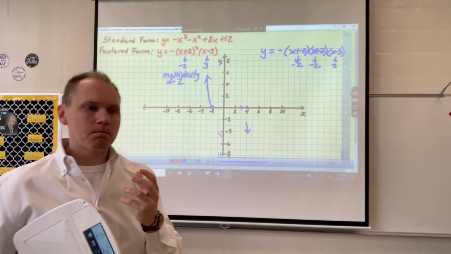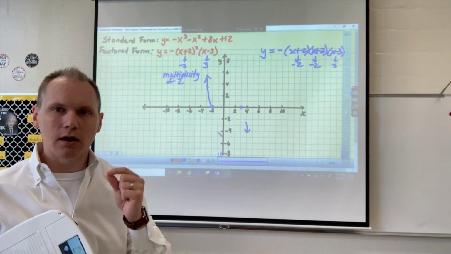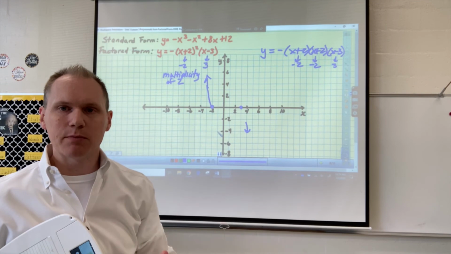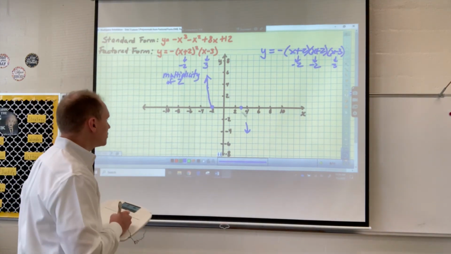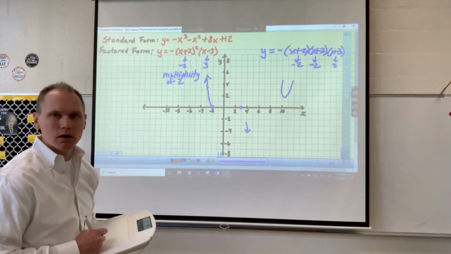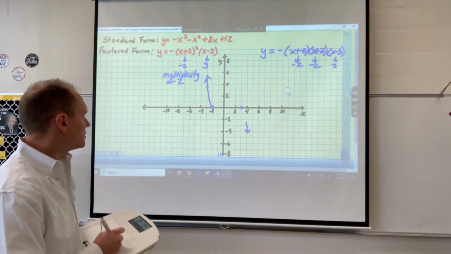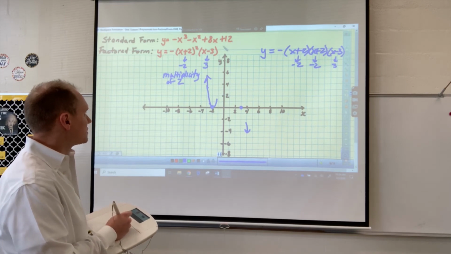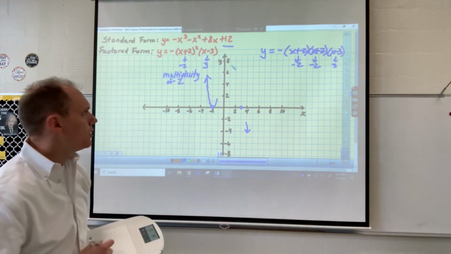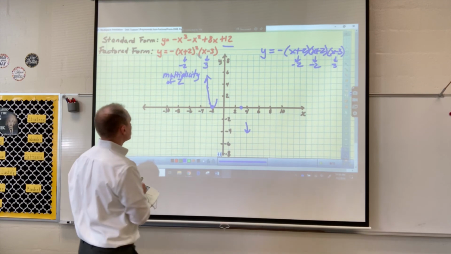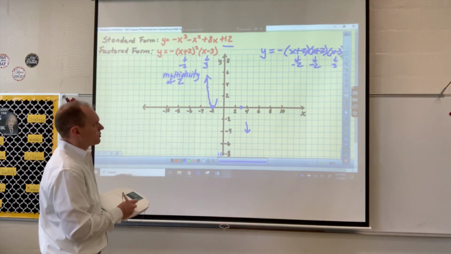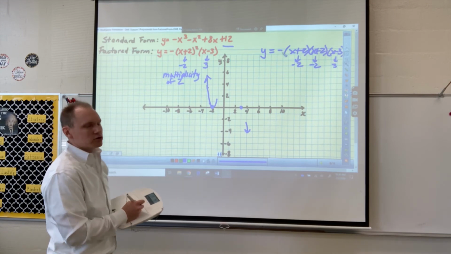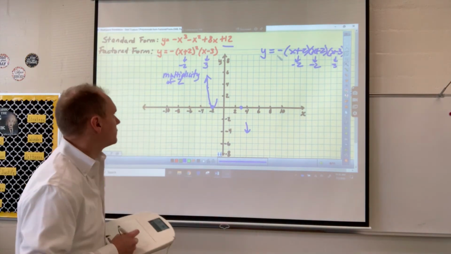So whatever the degree of that factor, whatever the exponent of that factor, it's going to act like that type of function at that point. So a quadratic looks like this, right? It looks like a U. So at that point, it's going to bounce off the x-axis and go back up, which makes sense because our y-intercept is a positive 12, which you can see in standard form there, or you can multiply negative 3 times 2 times 2 times negative 1 to give us 12.